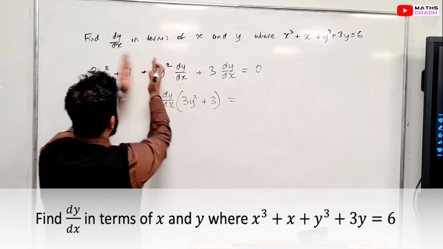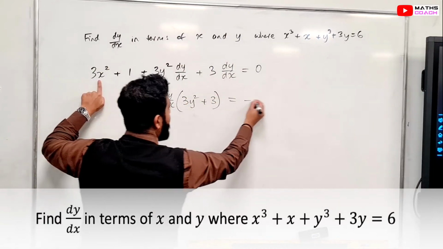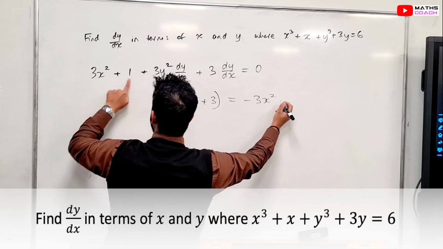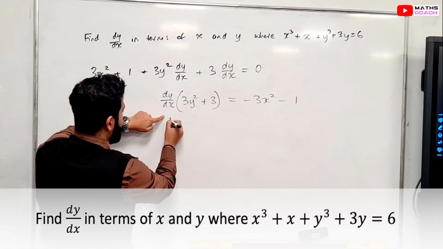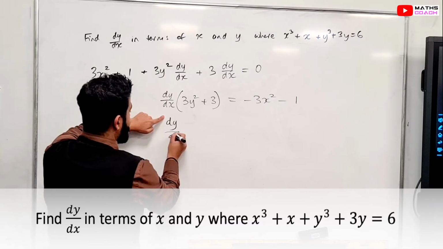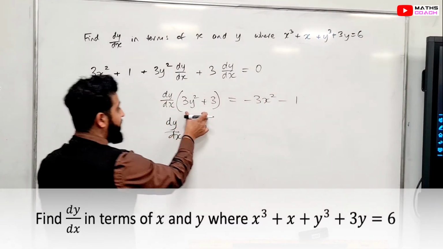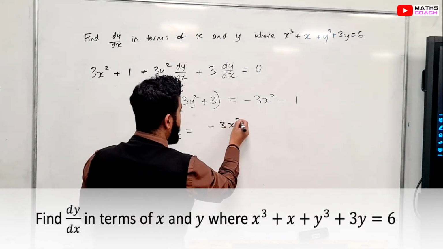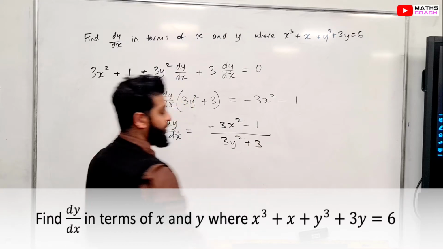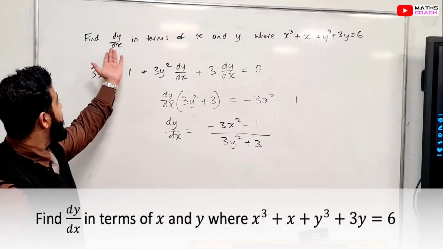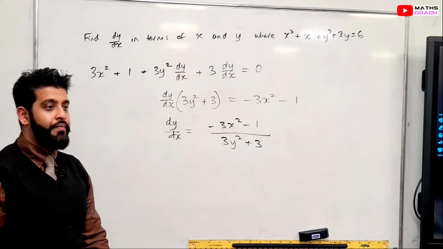And on the other side, we're going to take all of this over to the other side. So this will become a negative. So minus 3x squared and minus 1. Right? And our final step would be to do dy over dx is equal to this divided by that. So minus 3x squared minus 1 over 3y squared plus 3. And there we have expressed dy over dx in terms of x and y.